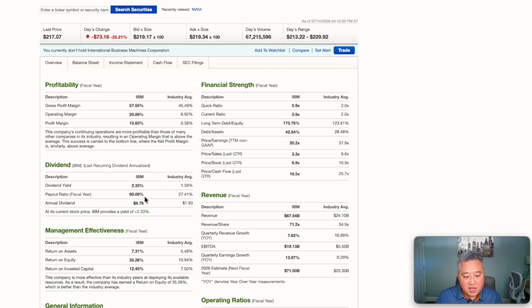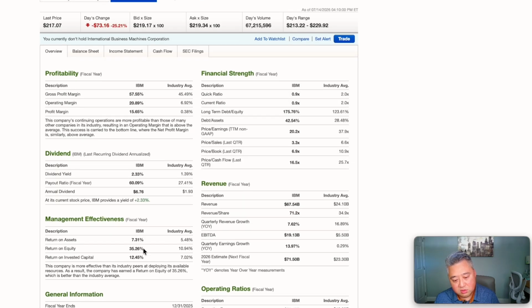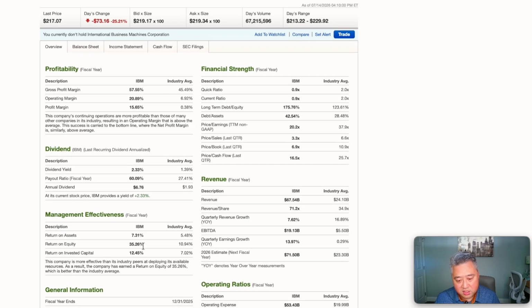And then we look at return on equity. This looks not bad relative to the industry average, 35.26%. So they're deploying their available capital pretty well. Doesn't look anything too amazing, but still pretty good. So these two look healthy. So in that instance, I would have expected the PE ratio to stay around 21.